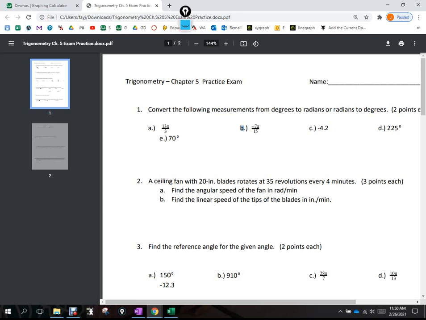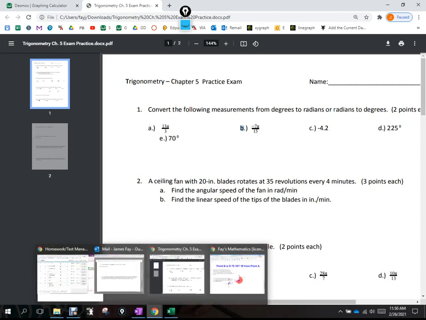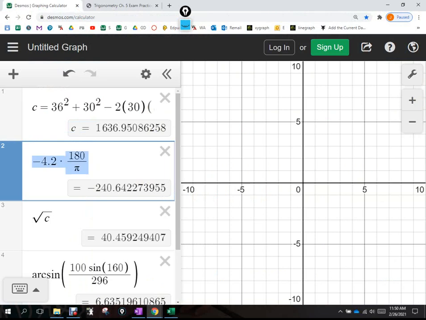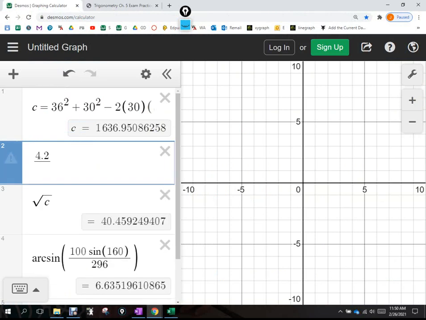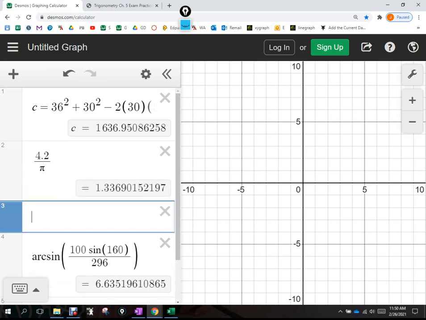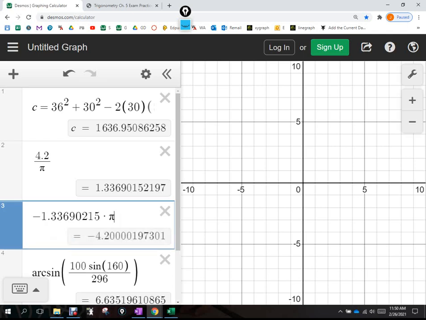So maybe I can see it this way. The way we figure out what that is, I think 4.2 divided by pi is 1.3. So really what I'm showing, when I say negative 4.2, I'm really saying negative 1.336915 times pi radians. Does that make sense? Okay, because that's still the negative 4.2 number that we're looking at. But that has already been multiplied through, and we're just presenting the negative 4.2.